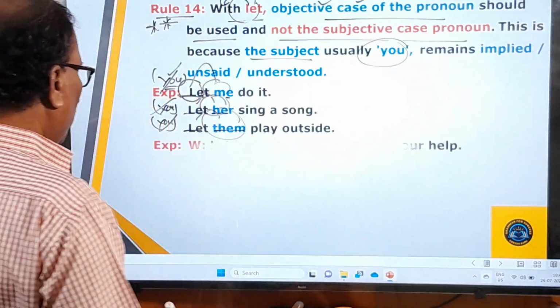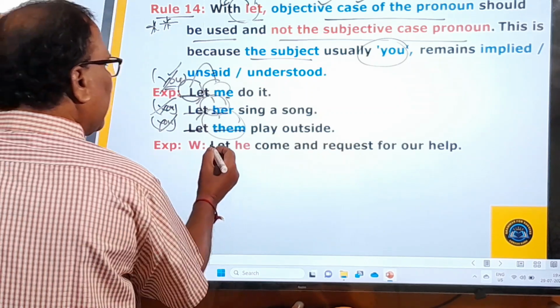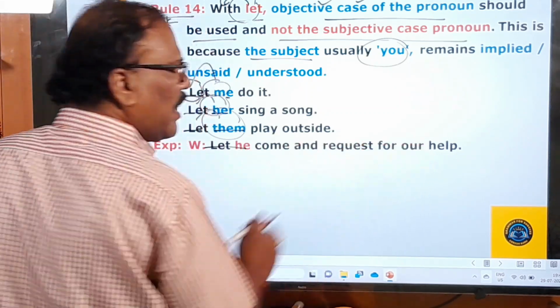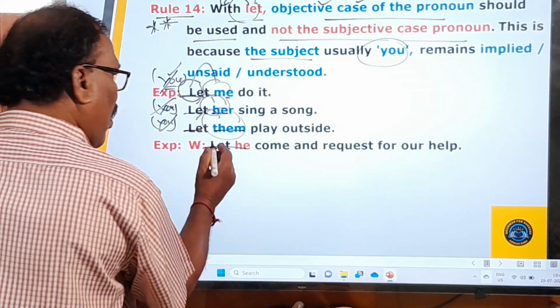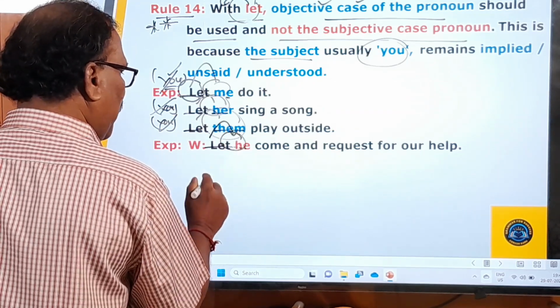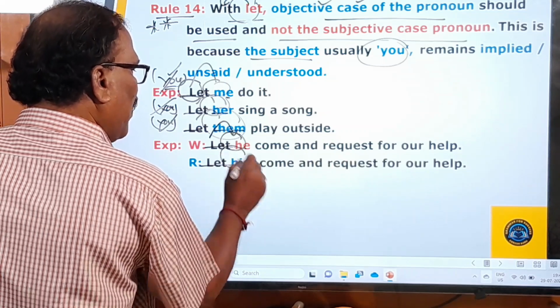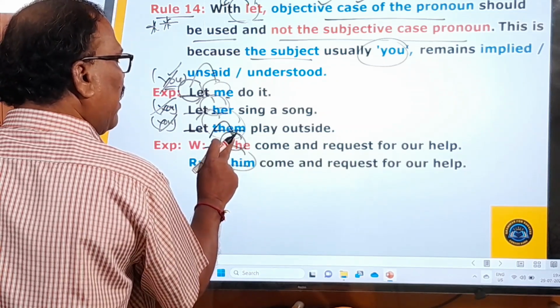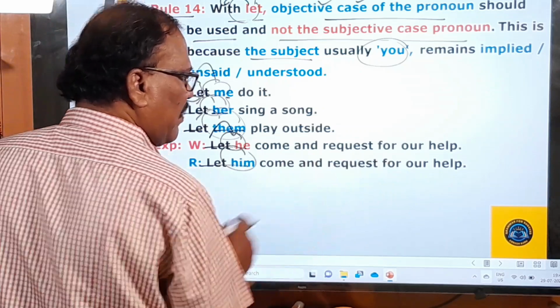Okay, here I'll give you some examples to make you understand this one. Let he come and request for our help. Let he, that's very bad. After let, the objective case must be there. He is a subjective case pronoun. That's why what should you say? Let him. What is the objective case pronoun of he? Him. That's why, let him come and request for help.